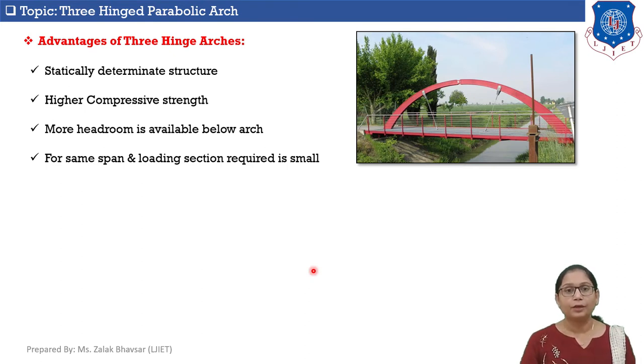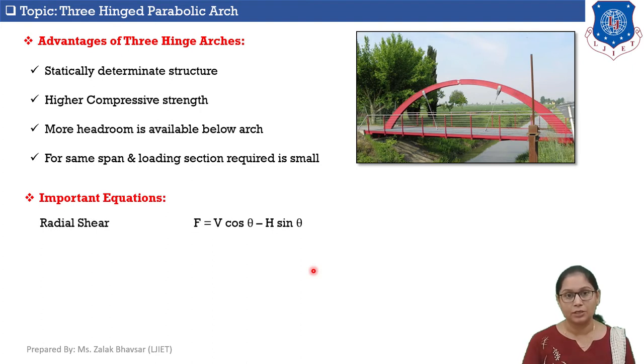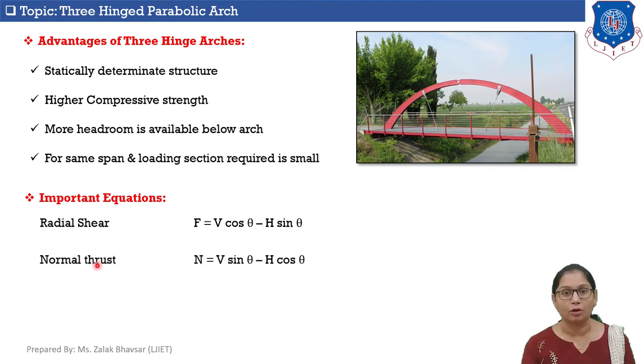Now let's discuss a few important equations that we need to remember to calculate numericals of three hinged parabolic arch. Here is the first equation, to calculate radial shear. Radial shear is denoted by capital F and it is equal to V cos theta minus H sin theta. Now here is the equation to calculate normal thrust. Normal thrust is denoted by capital N, and N is equal to V sin theta plus H cos theta.